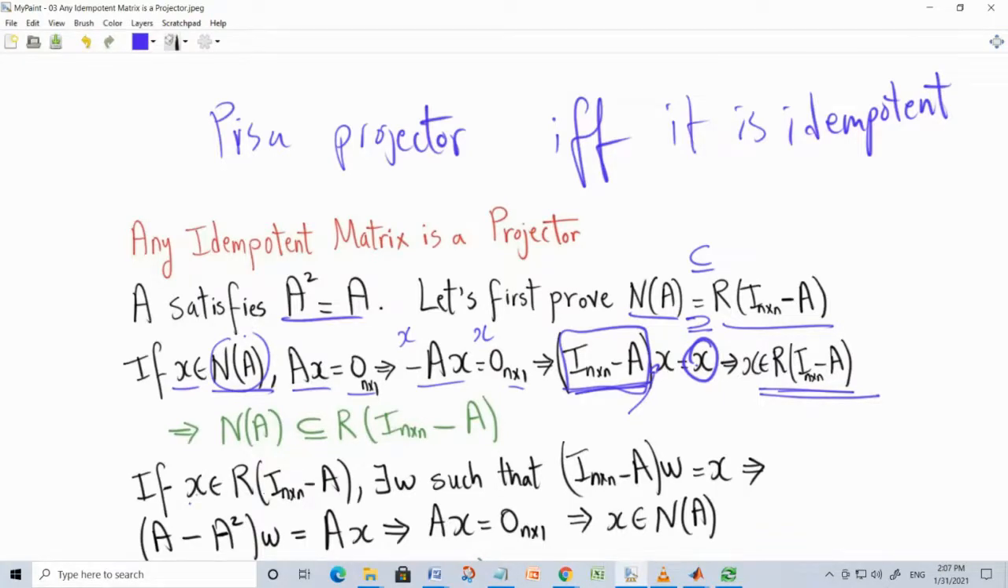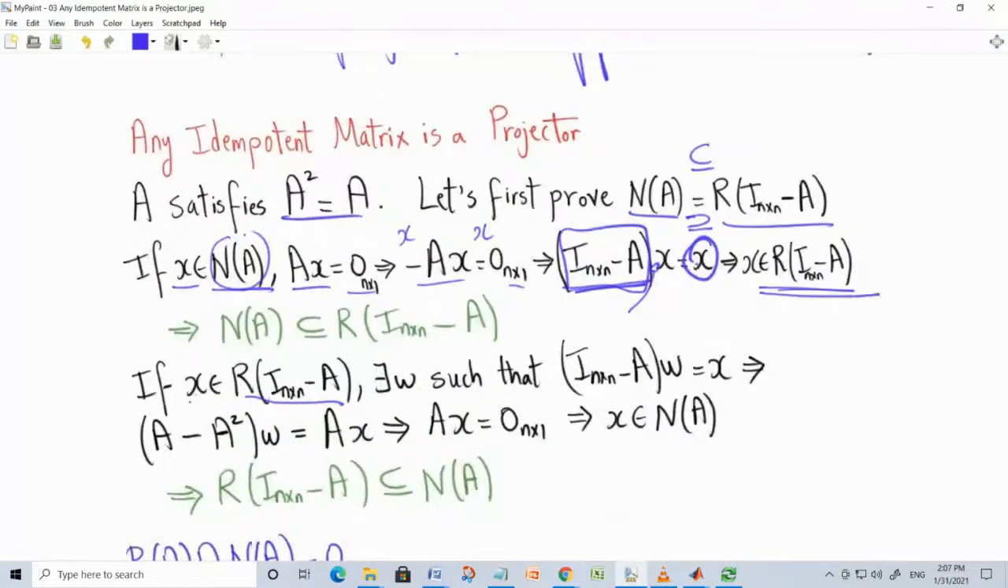Now what if X is in the range of I minus A? Then there is a vector W such that (I minus A)W is equal to X. Now multiply both sides from the left by matrix A. So here we will have AX, and A times I is A, and A times A is A squared. But the matrix is idempotent, which means that A squared is equal to A. So we have here A minus A, which is the all 0 matrix. So basically AX is equal to the all 0 vector.